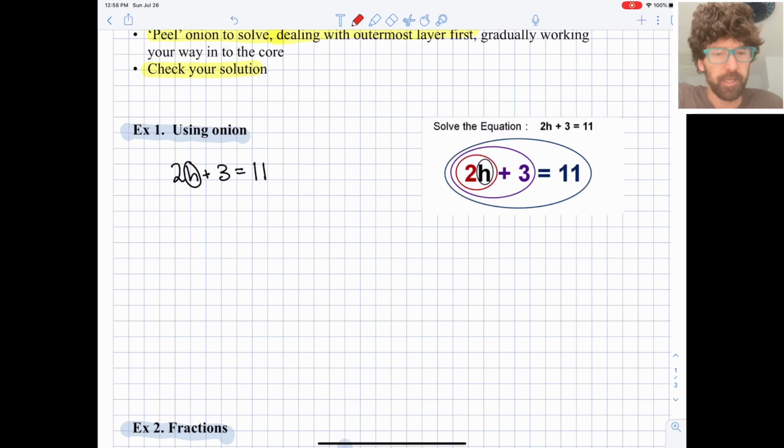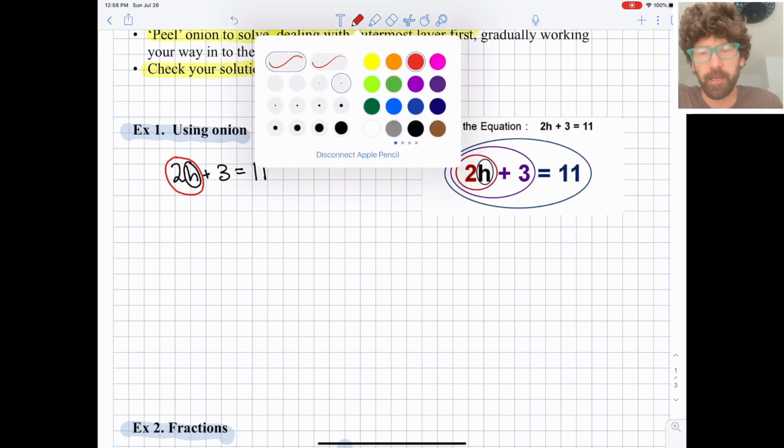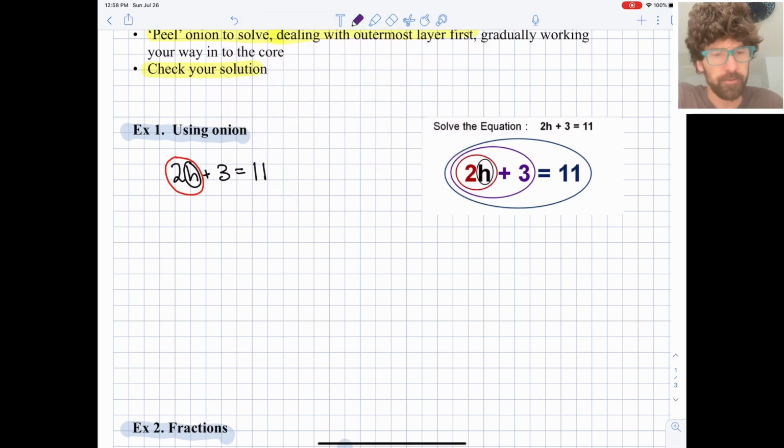We have a multiplication times 2 and an addition of 3, and multiplication comes first in order of operations. So we're going to circle that, including what we've circled before. And then we are going to circle in the 3 as well. We don't really need to extend our circle across the 11 at this point. Okay, so we've built our onion.